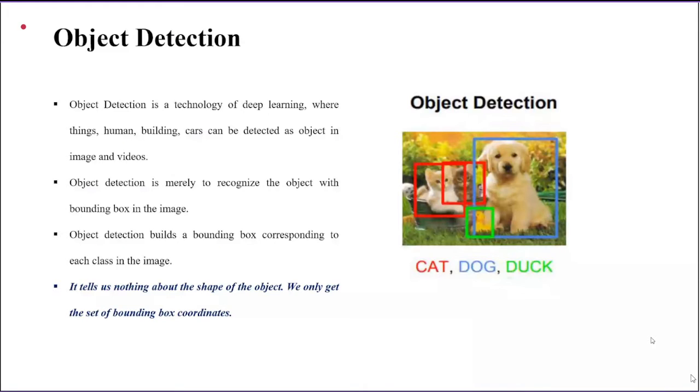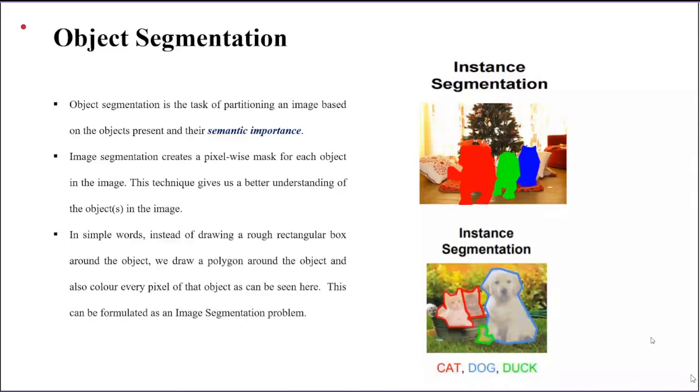Here we can see the different objects partitioned in the image. Object segmentation is the task of partitioning an image based on the objects present and their semantic importance. So if you have an image with different objects inside it, these objects can be clearly identified, not only by a bounding box, but it will clearly identify the border of these particular objects.